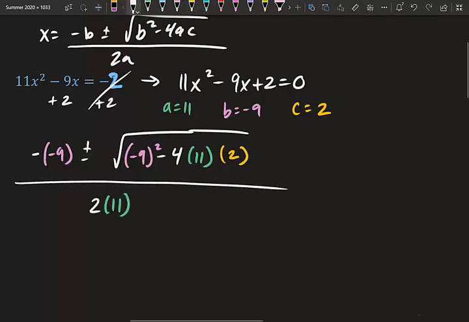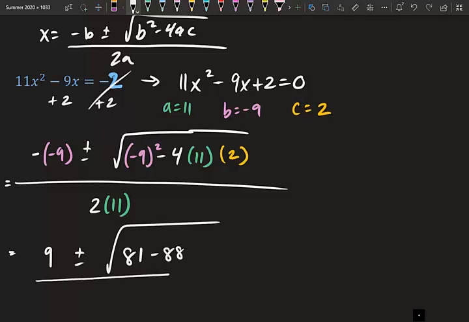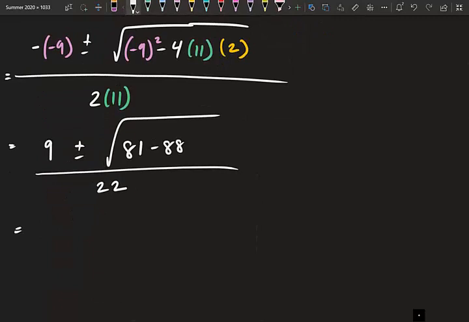All right, so let's simplify inside the radical. So negative and negative become positive 9 plus or minus. So negative 9 squared is 81. And negative 4 times 11 is negative 44. And negative 44 times 2 is negative 88. And that's over 2 times 11, which is 22. We keep simplifying, so we have 9 plus or minus the square root of 81 minus 88, which is negative 7, over 22.